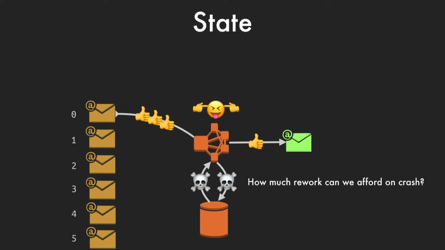How much rework can you afford on crash? Remember, you haven't written the offset, but your service is fine. This thing in the middle is running. You are receiving messages from Kafka, not a problem. Everything is fine. The only thing that you're unable to do is to say, how far did I get? So it's actually okay to ignore it for some time.